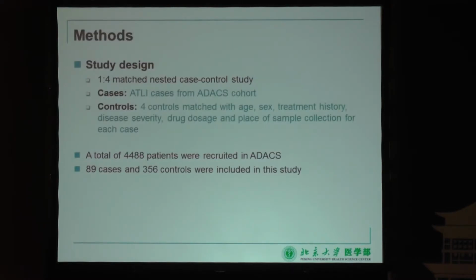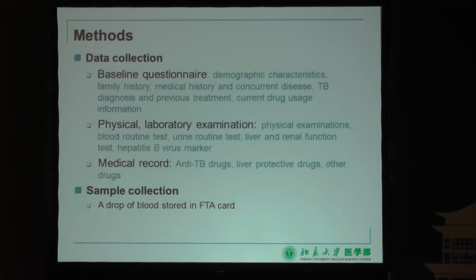And for this study, the diagnosis of drug-induced liver injury was based on the criteria of the international consensus meeting. Tuberculosis patients who fulfilled the criteria were assigned into the case group. For each case, 4 controls were randomly selected and matched by age, sex, treatment history, disease severity, drug dosage, and place of sample collection. Finally, a total of 89 cases and 356 controls from the ADACS cohort were included in our study.